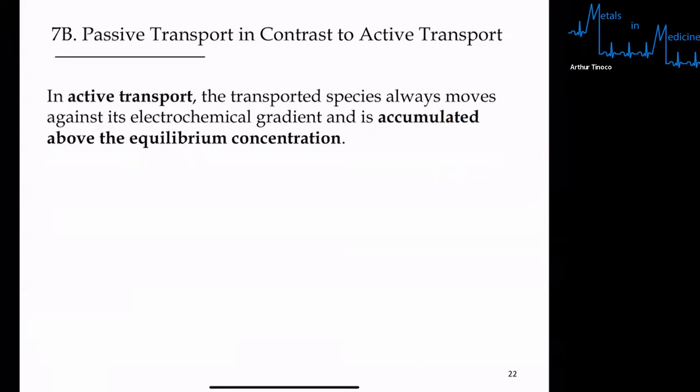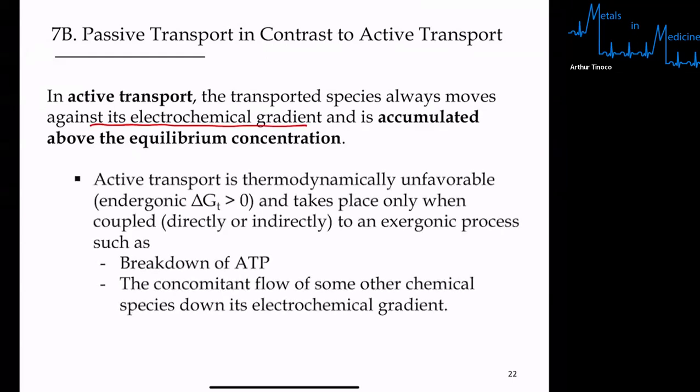In contrast, there's active transport. Here, you're going to be moving against the electrochemical gradient, and so you're going to end up accumulated above the equilibrium concentration. What's facilitating that? There could be a couple of things that facilitate this process of active transport. It's not thermodynamically favorable, so to make it favorable, you need something that provides that energy. The system is coupled, directly or indirectly, to something that's actually going to provide that energy.